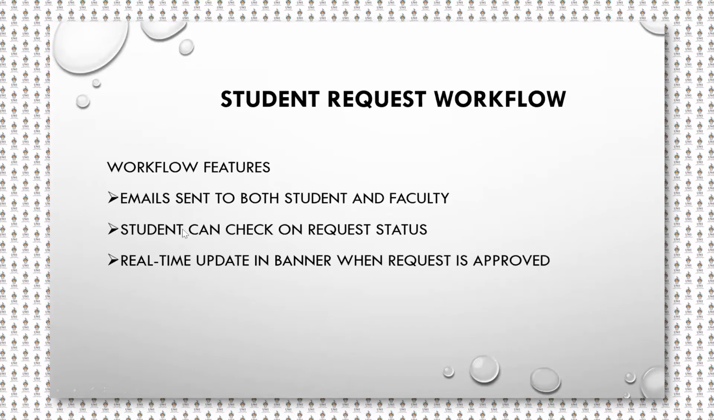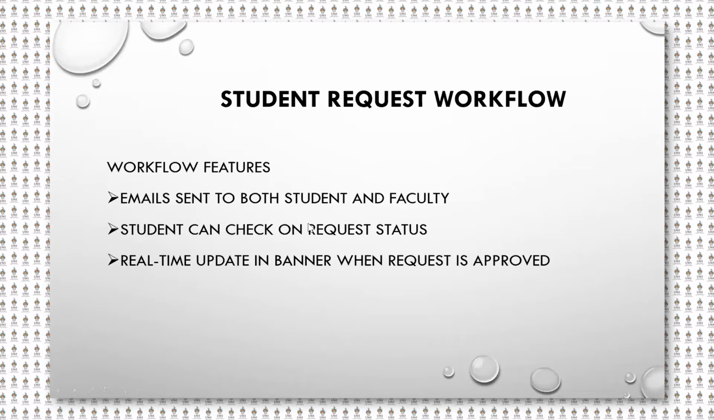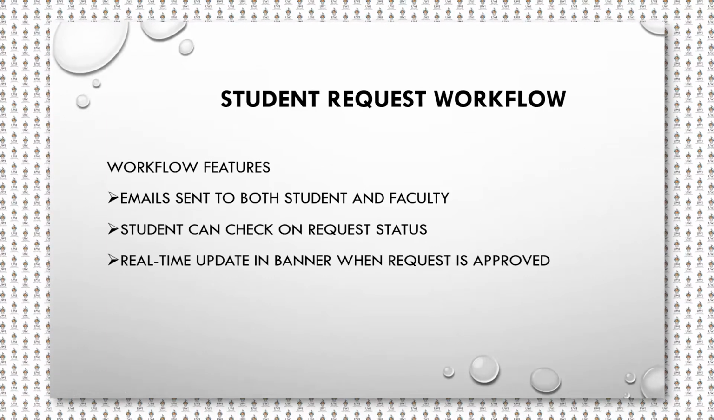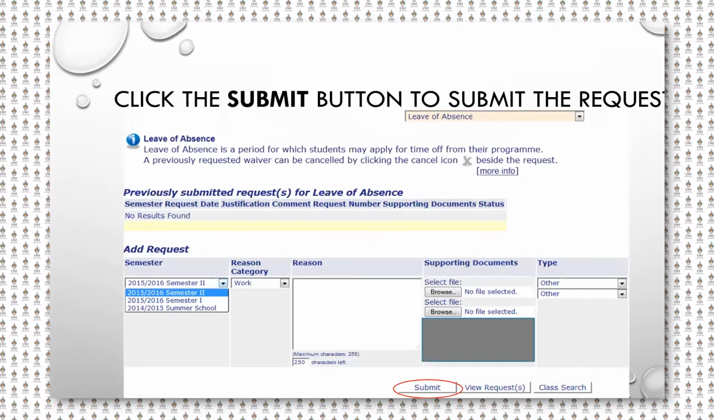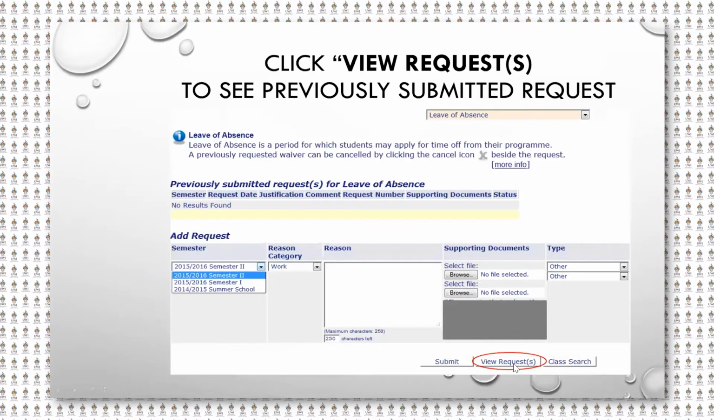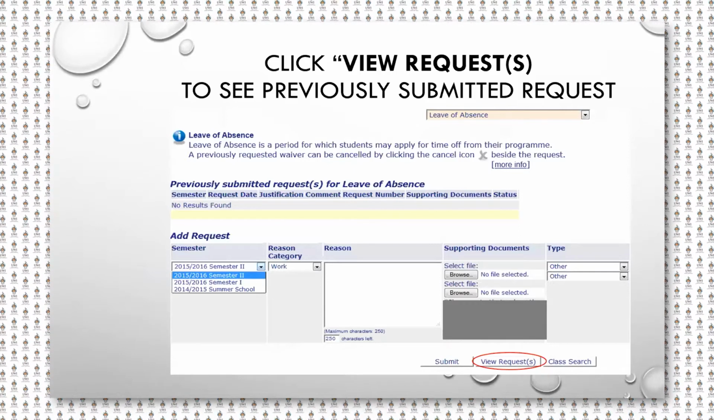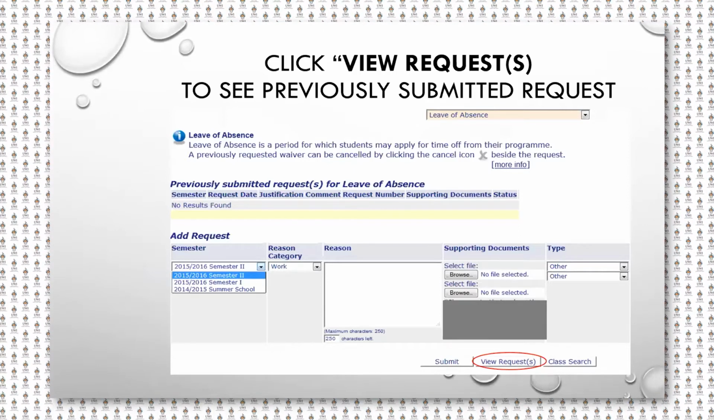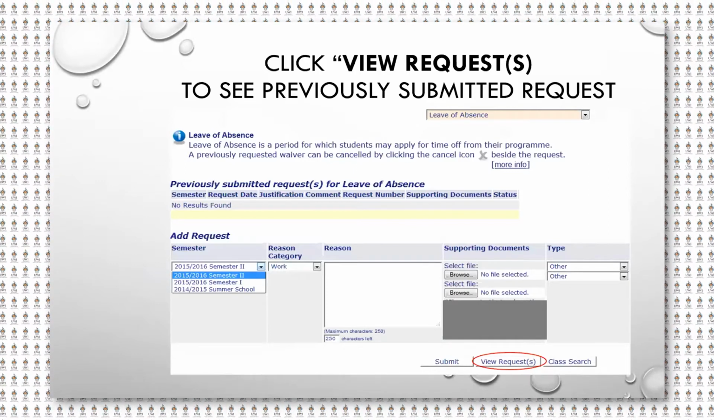And the student can check on the status of the request at any point in time through the life cycle of this request by going to view requests. And this is the process for voluntary withdrawal, waivers for RTWs, or leave of absence.